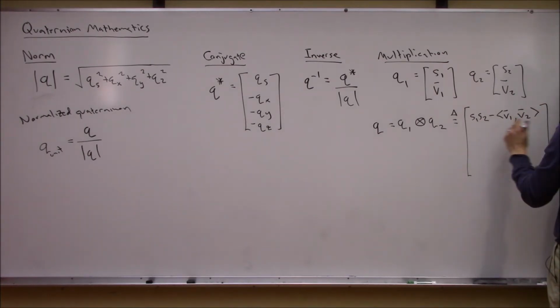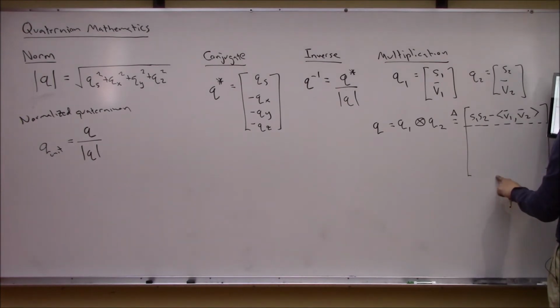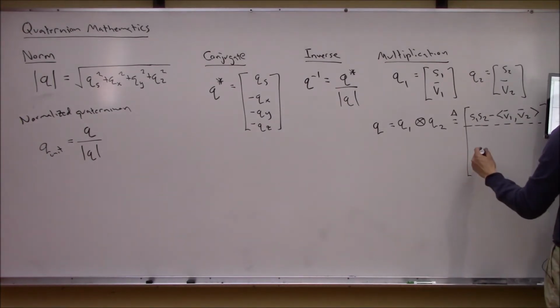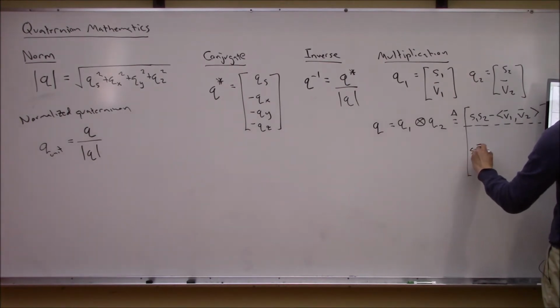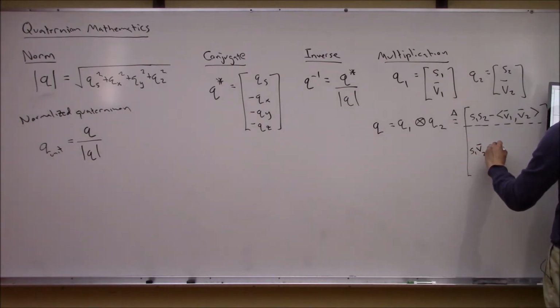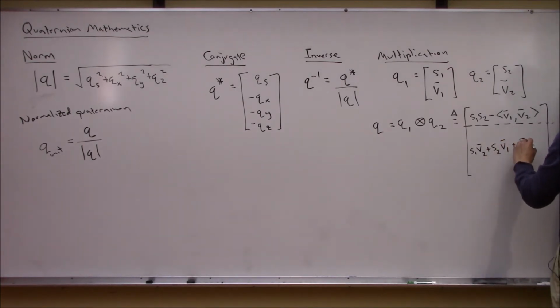Okay, so this is a scalar portion. Maybe we'll draw this line here. And then the vector portion of the resulting quaternion is going to be the scalar portion of 1 times the vector portion of 2, plus the scalar portion of 2 times the vector portion of 1, plus the vector portion of 1 crossed with the vector portion of 2.